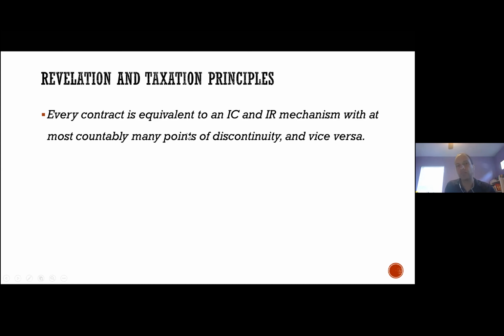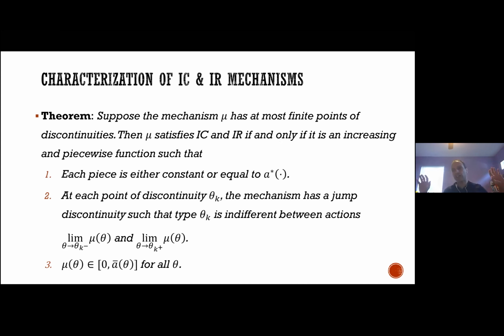Okay, so because of this result, instead of focusing on the space of contracts, which is much more complicated to work with, we can focus on IC and IR mechanisms with at most countably many points of discontinuity. Here is the characterization, and you will immediately see the restriction I'm imposing. I'm going to be looking at mechanisms which have at most finite points of discontinuity. So within that class of mechanisms, what does an IC and IR mechanism look like? Well, here is the theorem. This is the characterization of such IC and IR mechanisms.